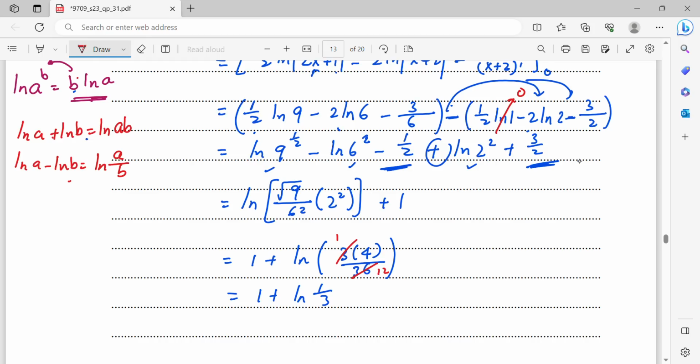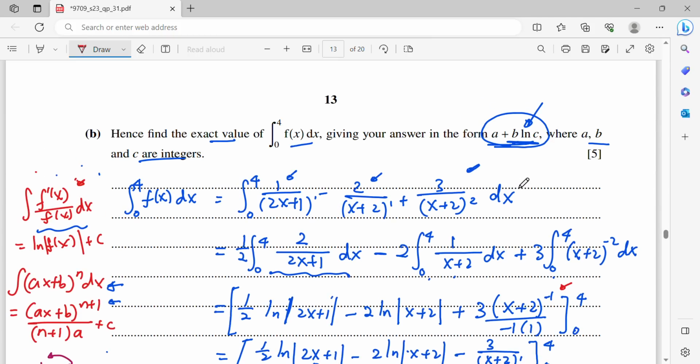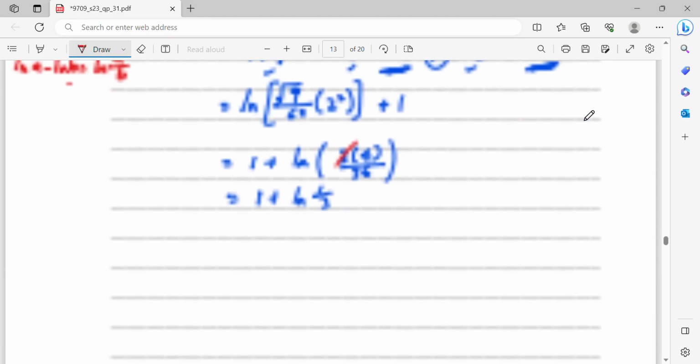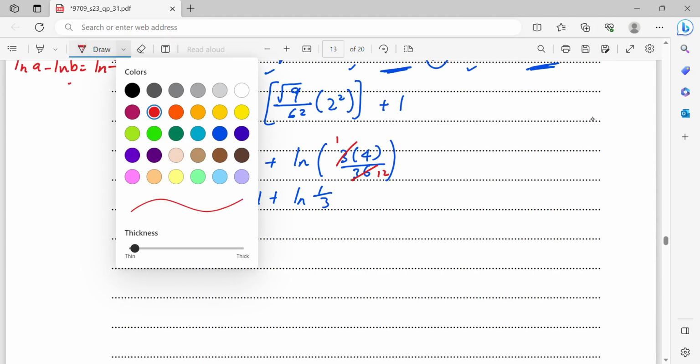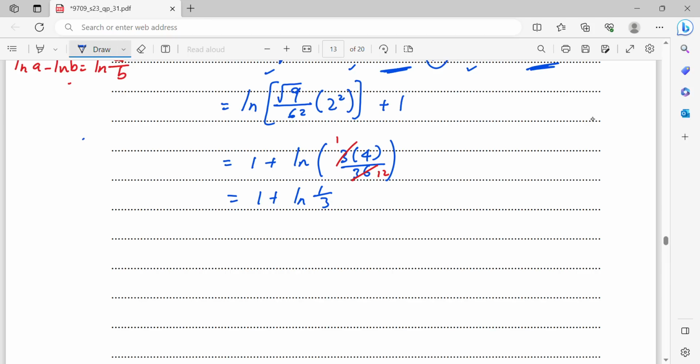Then 1 over 3. But then the answer here, when you look at the answer here, it is a plus b ln c. C is an integer. It's not a fraction. So it means that you cannot leave your answer in this form. What to do is, right, we have a formula. ln a to the power b is b ln a, right? Therefore, 1 plus this 1 over 3 is basically ln 3 power negative 1. So this negative 1 will be moved down. So I will get 1 minus ln 3.